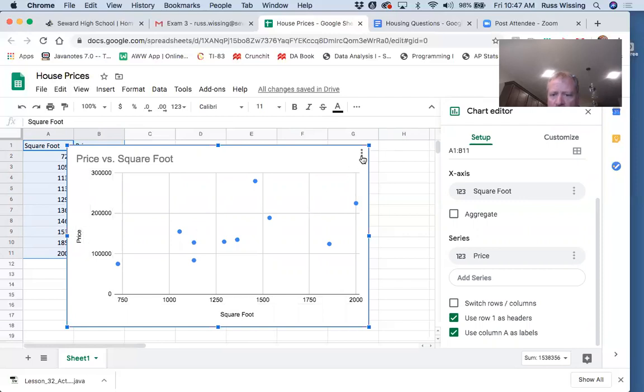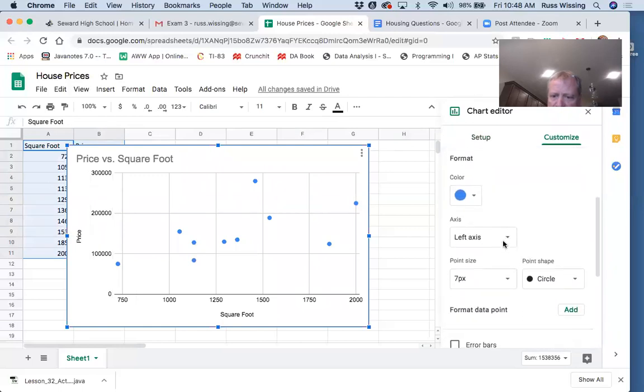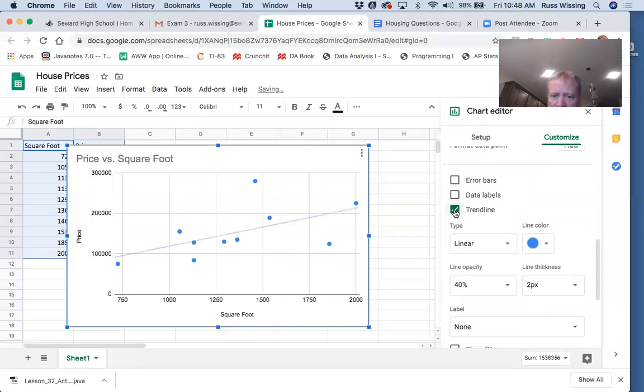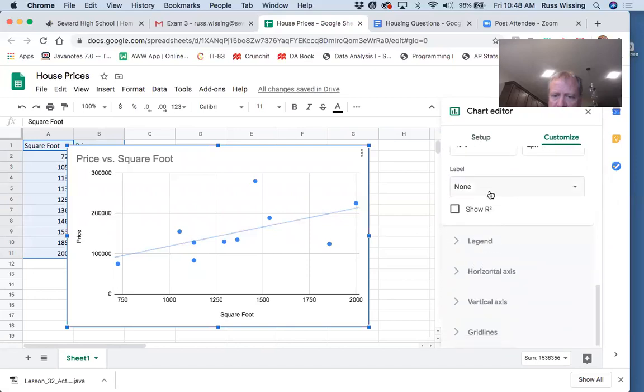And then you get to the chart editor, it should be popped up. If it isn't, you can just click this and hit edit chart. And it's under the customize. I'm going to go down to series, and then I scroll down a little bit, and then I want to add a trend line. So that's the least squares regression line. And then if you scroll down a little further for label, you just say use equation.